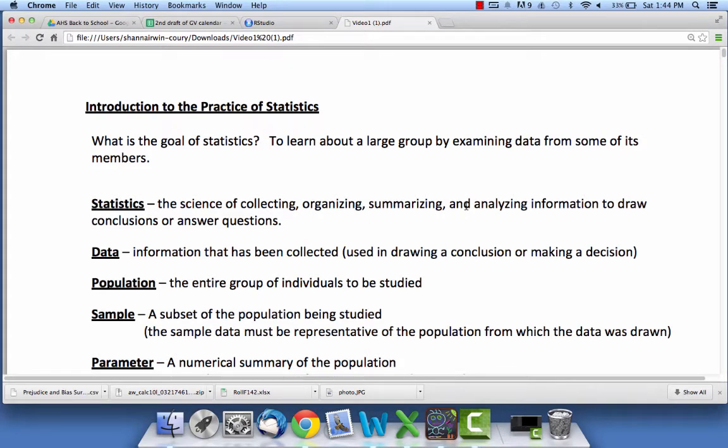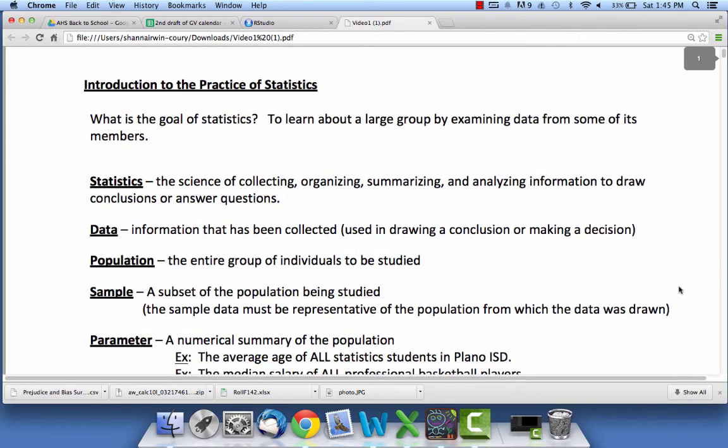Now I'm going to start the Introduction to Statistics Take 2. Hopefully not get deleted here. I've opened the set of notes directly from the Canvas page, so this is exactly what's posted for you.